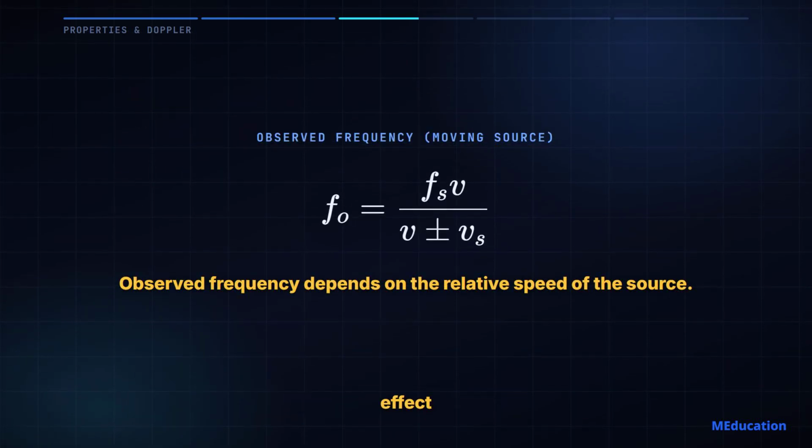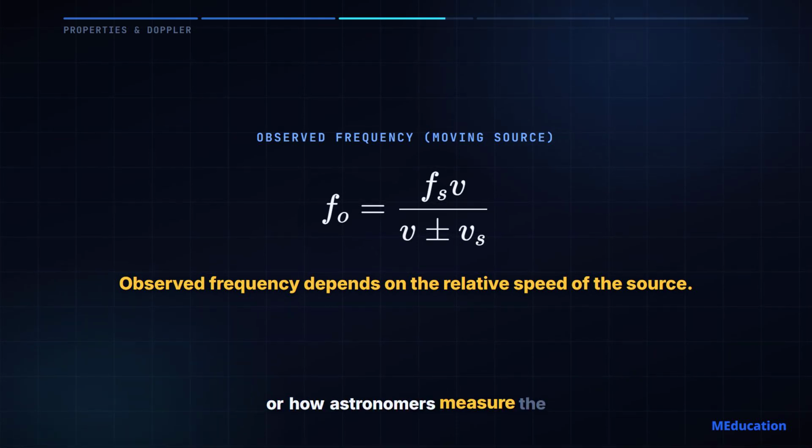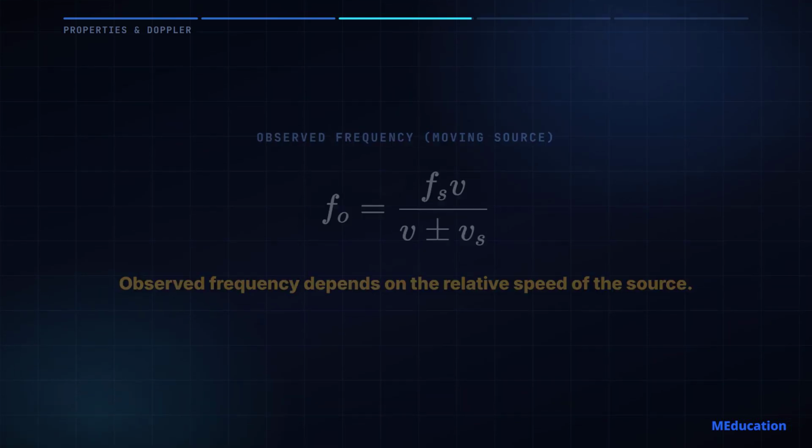Then we tackle the Doppler effect. You will use this exact equation to calculate why a police siren drops in pitch as it speeds past you, or how astronomers measure the expansion of the universe. The key to Cambridge exam success here is mastering the strict sign convention for the denominator.